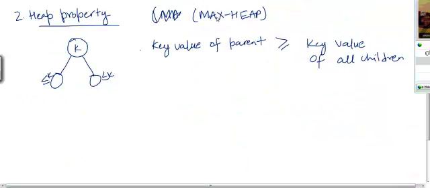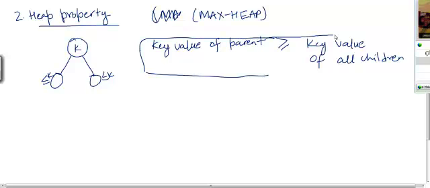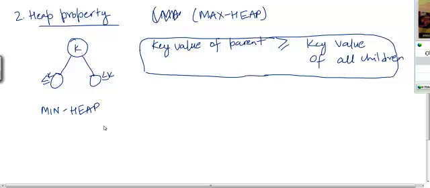So this is called a max heap. A max heap is a heap where this property is satisfied at every node. And you can easily imagine what the definition of a min heap would be. A min heap would be identical to a max heap as far as the shape property is concerned. But with respect to the heap property, the key value of the parent now is going to be less than or equal to the key value of all its children.